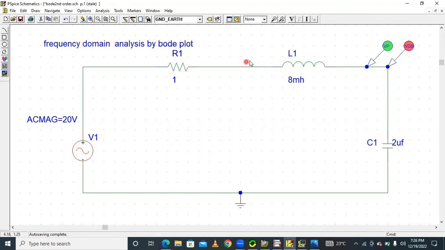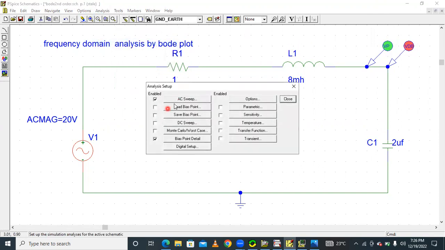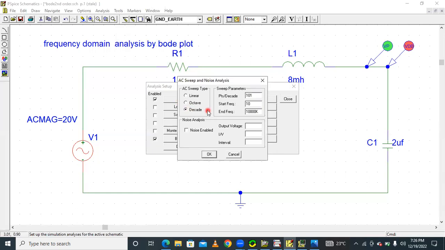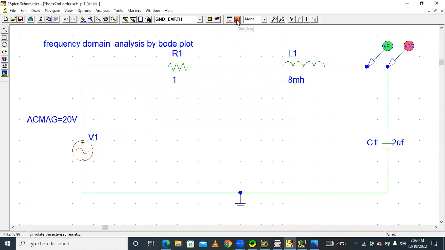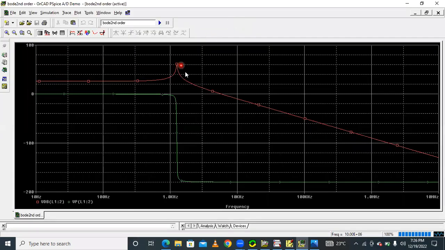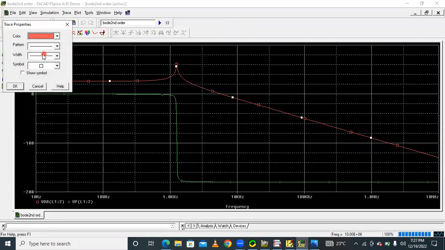Here VP is the phase plot and VDB is the magnitude plot. The orange color is VDB, the magnitude plot, and VP is the phase plot across the capacitor. Next is the analysis setup: AC sweep analysis, decade, starting frequency 10 and ending frequency 10,000 kilohertz. This is how we give the analysis setup. After the analysis setup, simulate, and the graph will be displayed in this way.